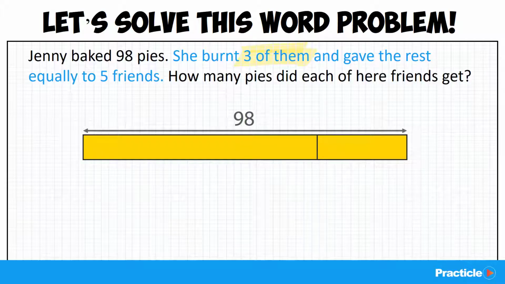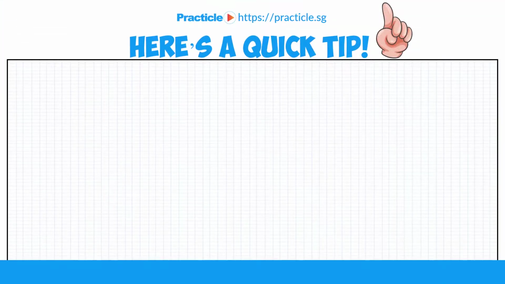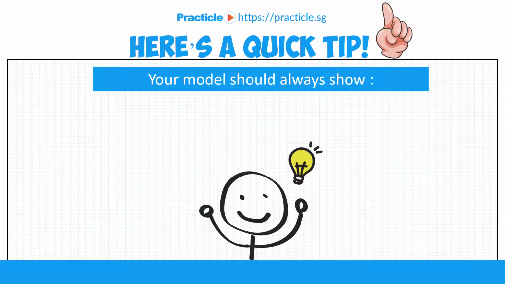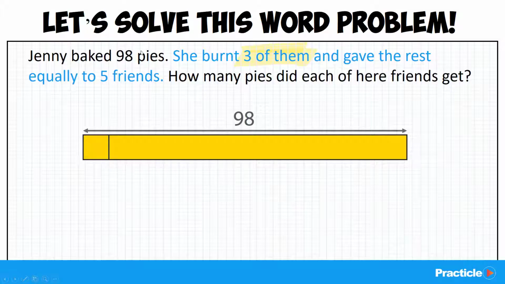This is the part where you need to understand something really important in model drawing. Whenever we are drawing any model, you need to make sure that your model shows the relationships that are given in the problem. So for example, in this math problem, we know that Jenny burnt 3 pies out of 98 pies. Since 3 is only a very small part of 98, we should try to draw the line as close to the left as possible to show that. And that's why we have a small part here and a much bigger part over here. Following so far? Once we are done with that, let's write 3 in the box and write the word burnt below for this part.